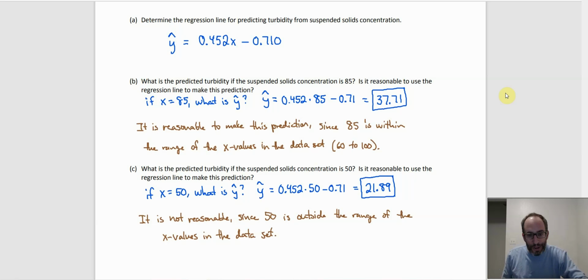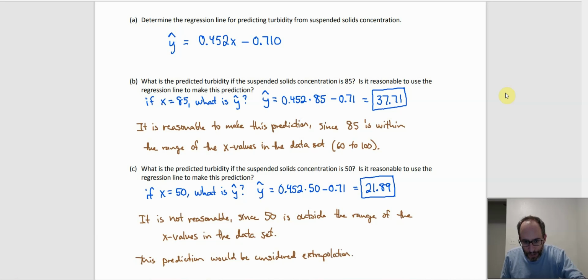All right, so then this would be extrapolation. I'm going to write that in. So this prediction would be considered extrapolation. All right. That is everything for 3i.